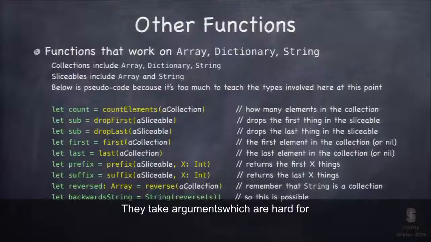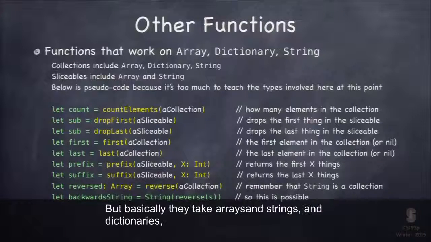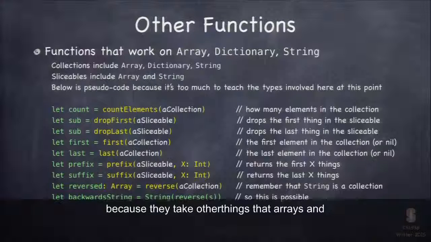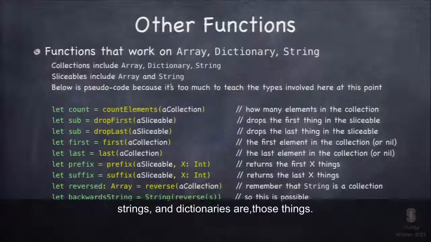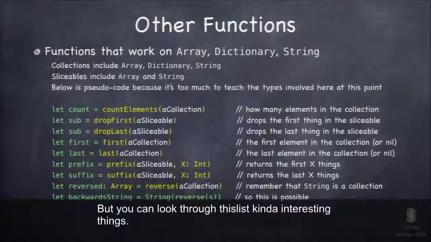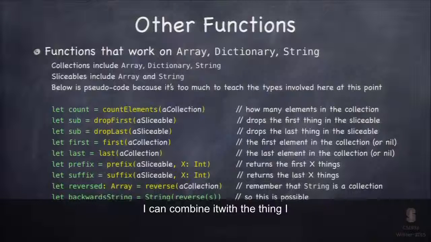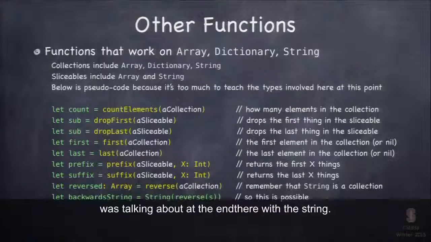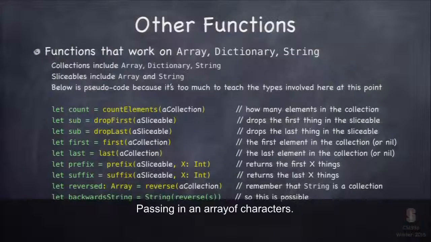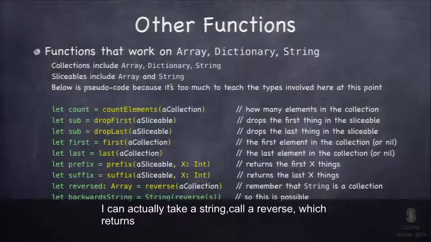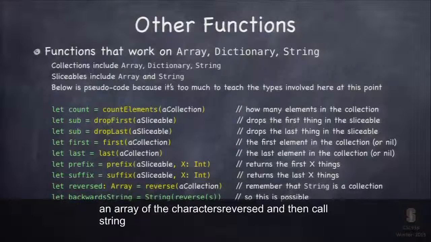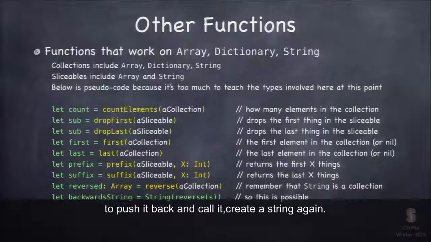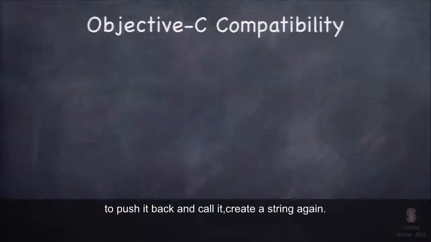They take arguments which are hard for me to explain right now, but basically they take arrays and strings and dictionaries, or other things that arrays and strings and dictionaries are. But you can look through this list, kind of interesting things. I can combine it with the thing I was talking about at the end there, with the string, passing in an array of characters. I can actually take a string, call reverse, which returns an array of the characters reversed, and then call string to push it back and create a string again.